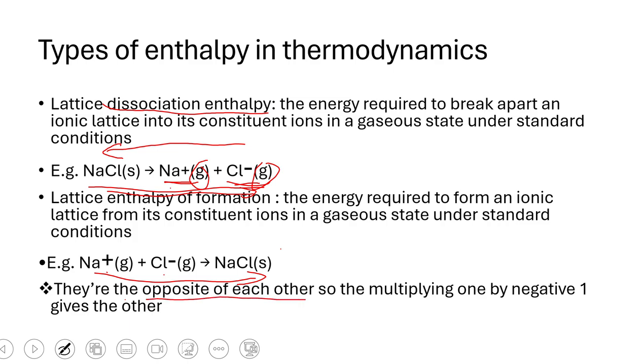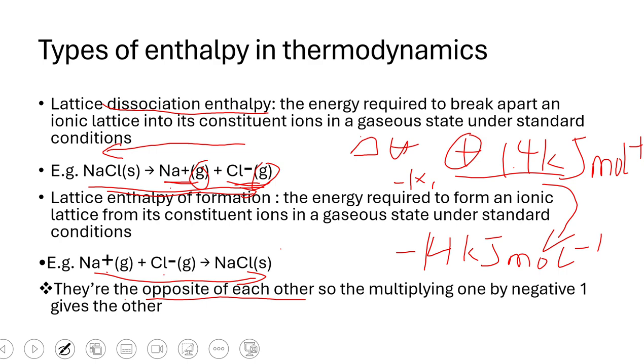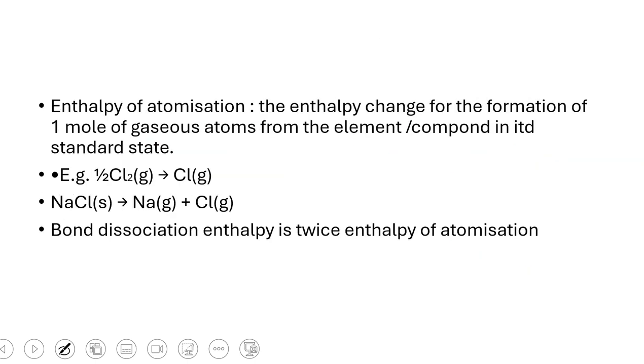So if the enthalpy change of this was plus 14 kilojoules per mole, since they are the exact opposite, you multiply this value by -1 to get the value of this. That will be -14 kilojoules per mole. That's not the exact value. I'm just using it for example.